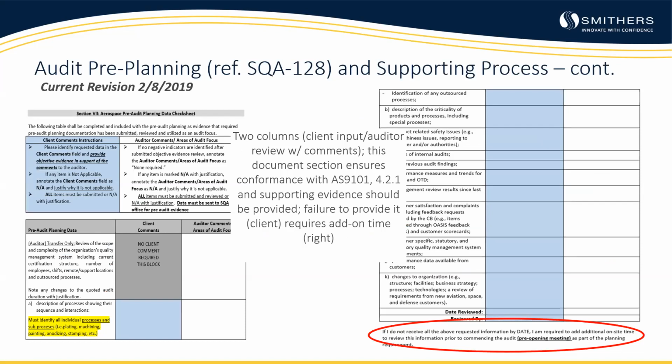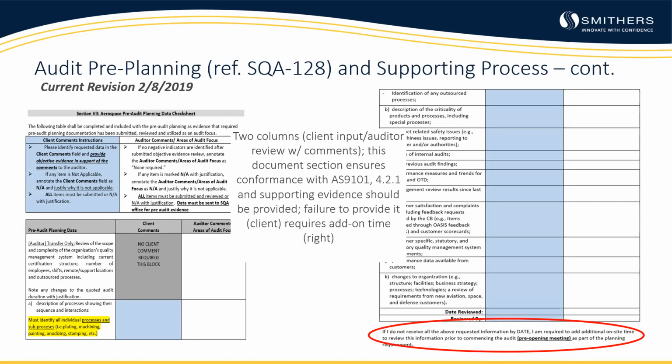So, finishing up on the audit pre-planning, an important item to add here. These are basic fields where the client provides their comments as part of the pre-planning information. The expectation is that in the following comment column, the auditor is also providing their comments. So this is the input into the audit plan itself that needs to happen.